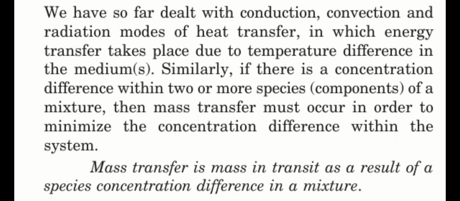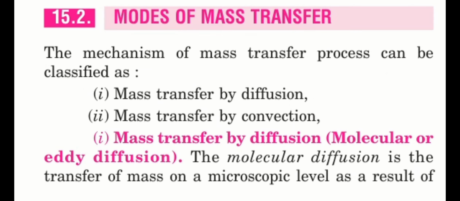So what are the different modes of mass transfer? How could it take place? Or the different ways in which mass transfer takes place? Next, look at the different modes of mass transfer. Basically, mass transfer occurs in two ways. It could be either by diffusion or by convection. These are the two major ways in which mass transfer occurs.